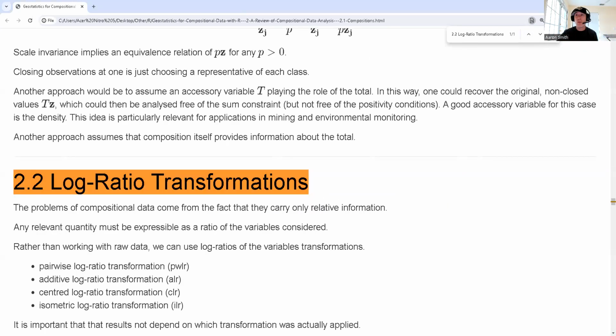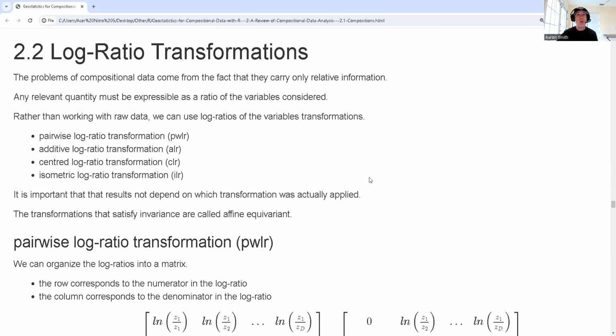All right. So the log ratio transforms. The problem with compositional data comes from the fact that they only carry relative information. Remember that if I'm talking about composition data, all of my values are non-negative, 0 or positive, and they add up to a constant, typically 1, 100 for percentages, or maybe a million parts per million, something like that.